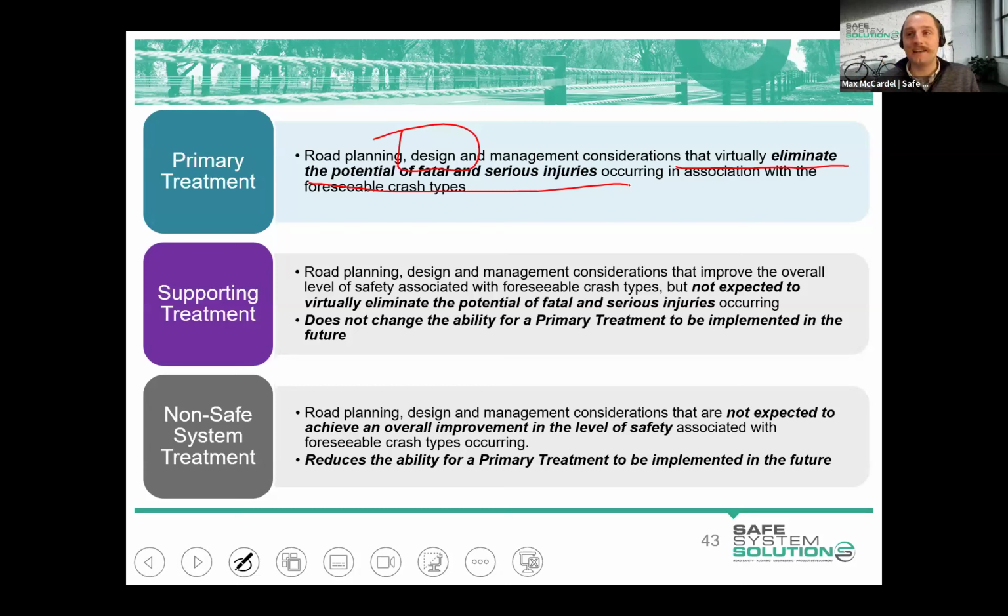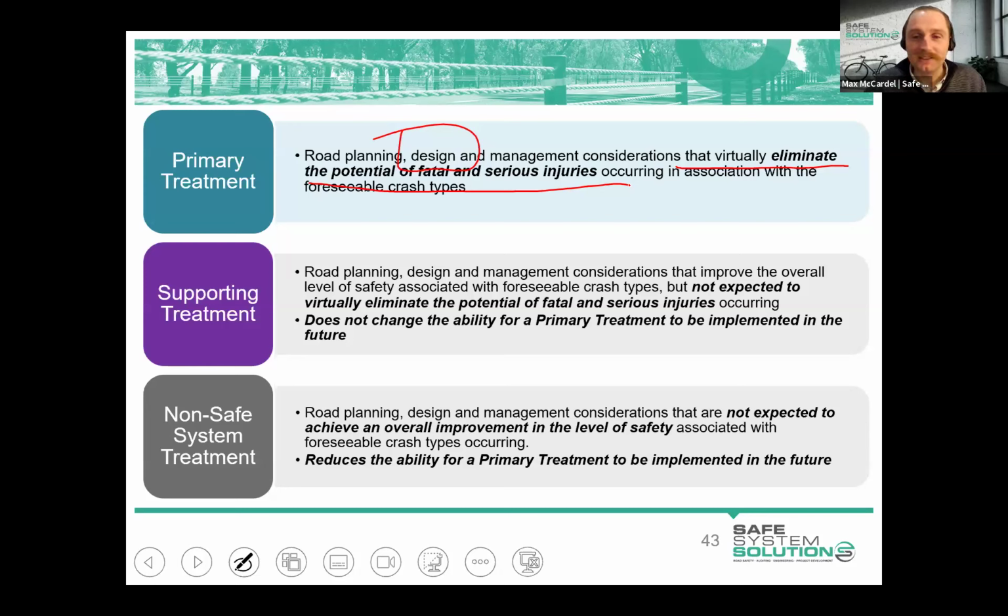The reason that this classification is in place is we really want to put primary treatments on a bit of a pedestal, and we want to see more appetite for going with them because they are going to offer the greatest level of safety benefits for our community. We know that if we implement more primary treatments, we are going to see reductions in our road trauma.